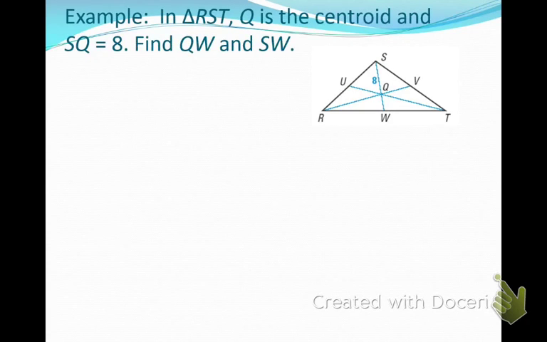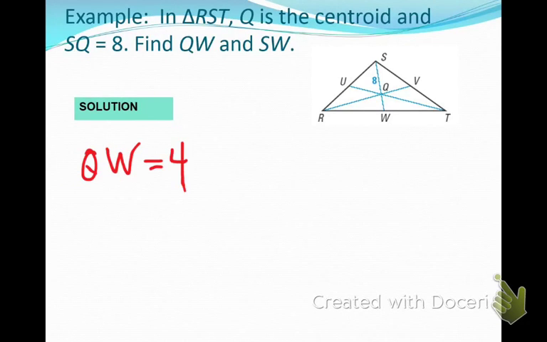All right, so let's apply this. Q is the centroid. SQ is 8. What would QW be? If SQ is 8, and it's 2/3 of the entire distance across, what would QW be? Jacob? 4. Yeah, it'd be 4. 2-to-1 ratio. This is twice of that. So yes, QW equals 4.